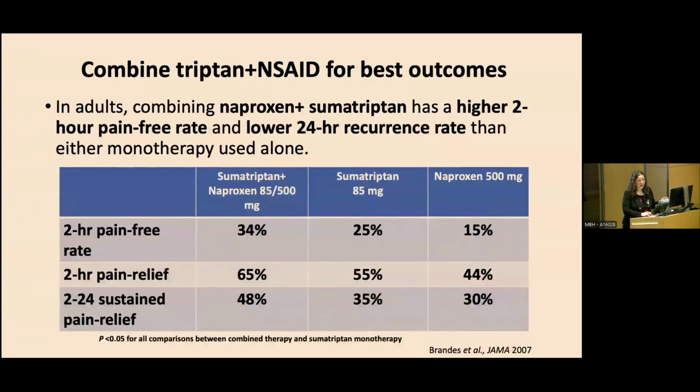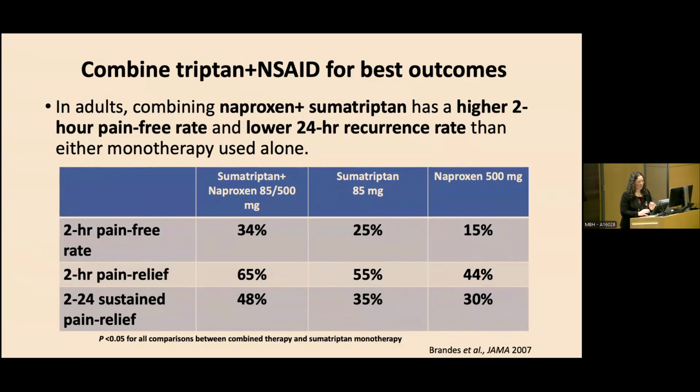If you want to get the best possible bang for your buck from a triptan, you want to combine it with an NSAID for the best possible outcomes. In adults, data show that if you combine sumatriptan, which is the most commonly used first-line triptan, that's usually going to be tier 1 on any insurance plan.